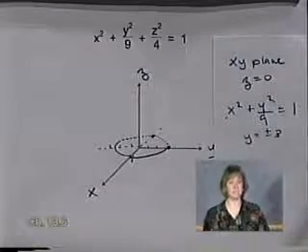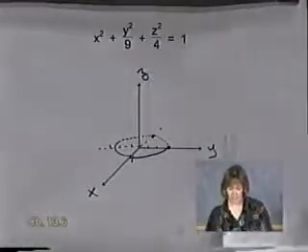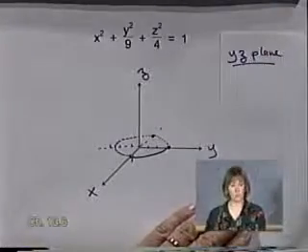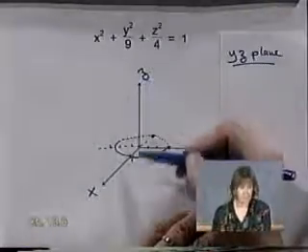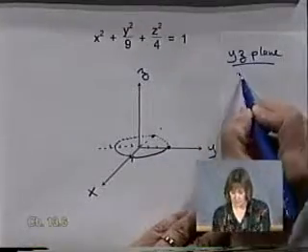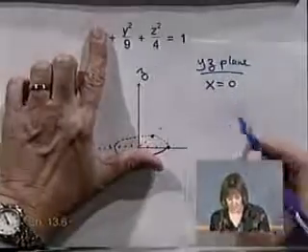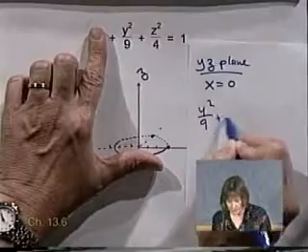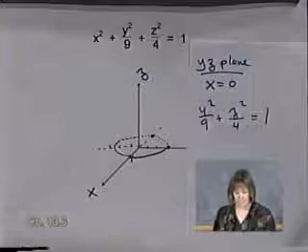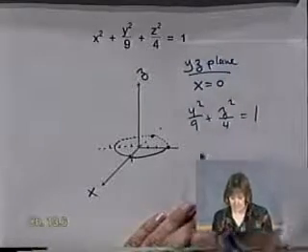Now, is the xy plane important just by itself? No, no, no, no, no. Why don't we now look at the yz plane? Looking at the yz plane, what coordinate is 0? X. If you're in the yz plane, x is 0. And if I let x equal 0, I get y squared over 9 plus z squared over 4 equals 1. In the yz plane, what's that a graph of? An ellipse. That's an ellipse.